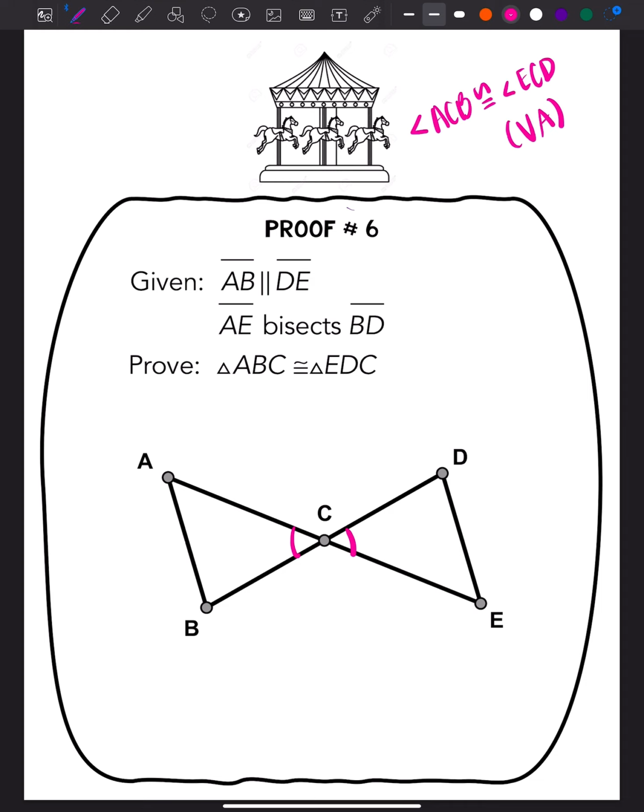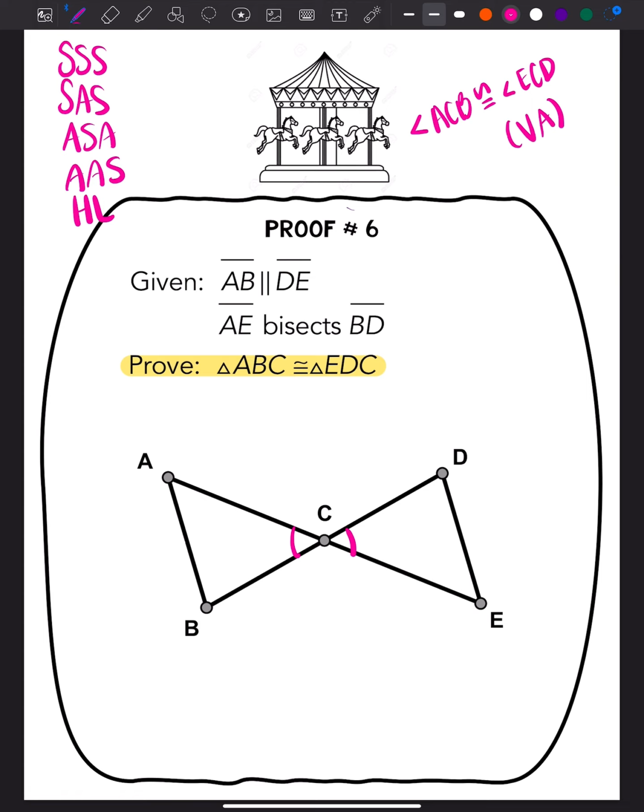So I'm proving that triangle ABC is congruent to EDC. And I know if I am proving triangles congruent, there are only 5 ways. So I know that it's side, side, side; side, angle, side; angle, side, angle; angle, angle, side; or HL, hypotenuse leg. And those are my only options.